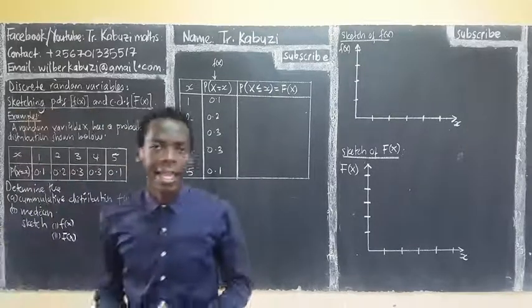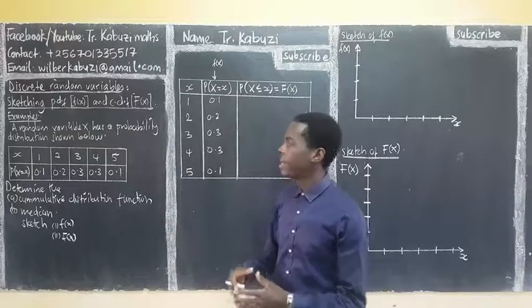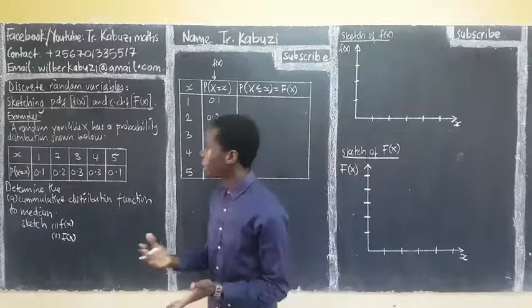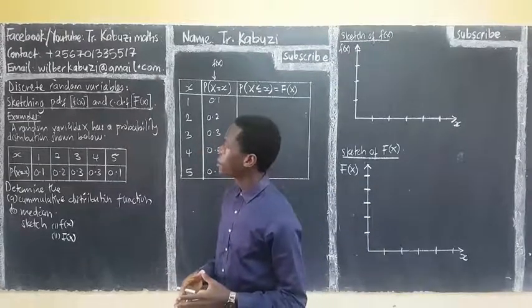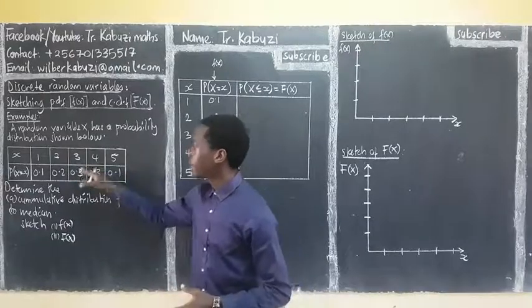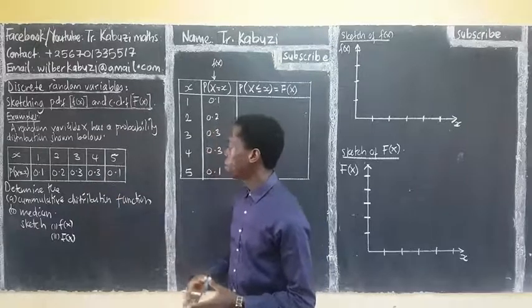Now members, let us see how we sketch the PDF and then also the CDF, or the cumulative distribution function. So I'm going to give a simple example here. A random variable x has a probability distribution shown below. These are the values of x and these are their corresponding probabilities. Determine the cumulative distribution function.